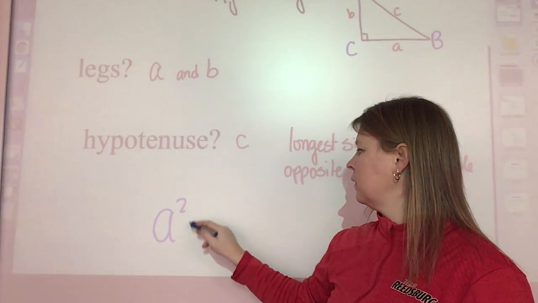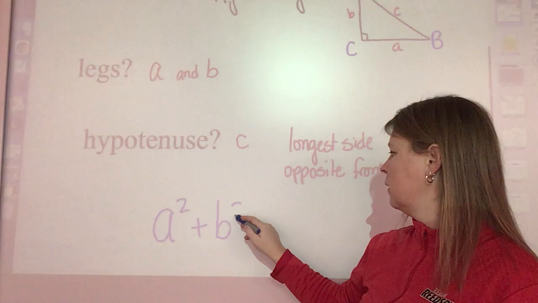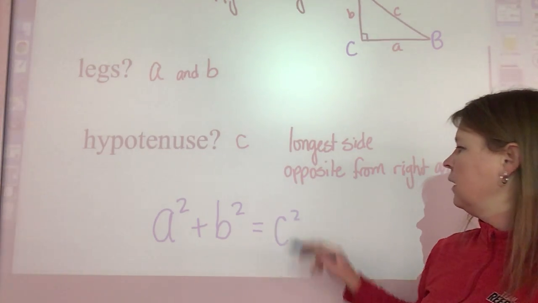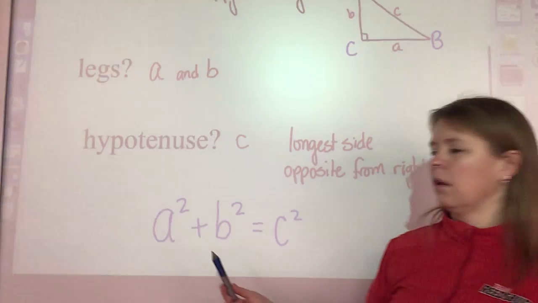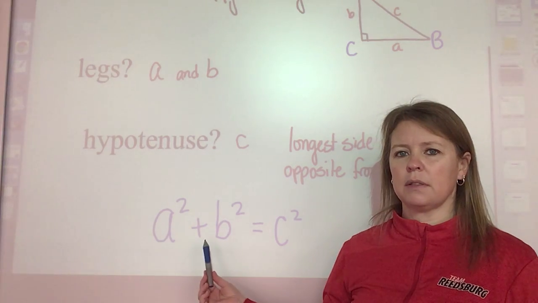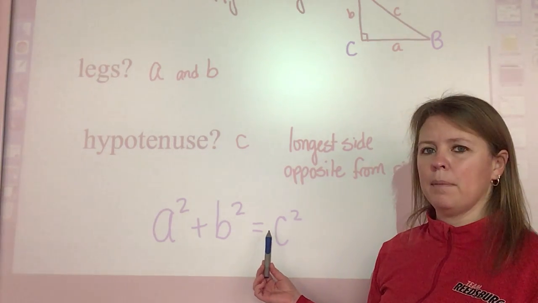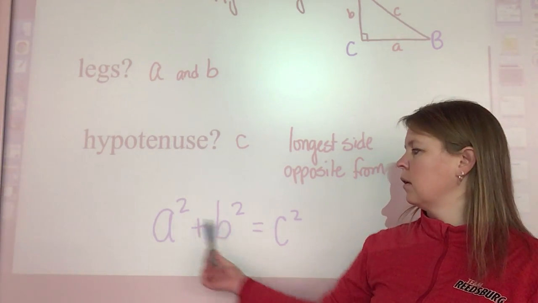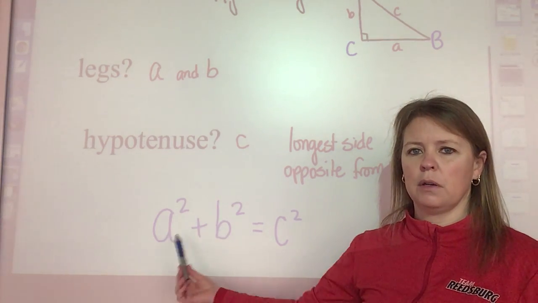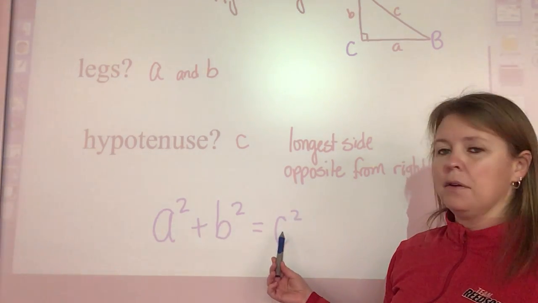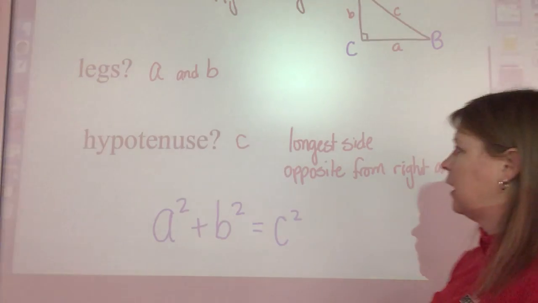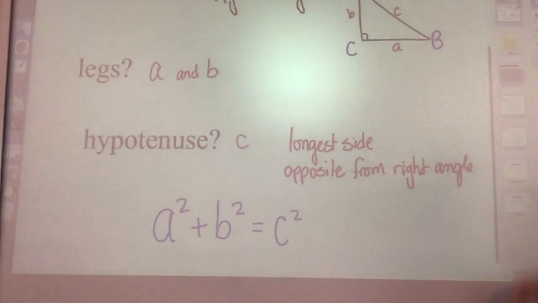Pythagorean theorem. This may come back to you. a squared plus b squared equals c squared. And these are all lowercase. The side squared plus the side squared equals the hypotenuse squared. The two legs, order doesn't matter. It's addition, commutative property works. Hypotenuse matters. You have to put the long side in the c.